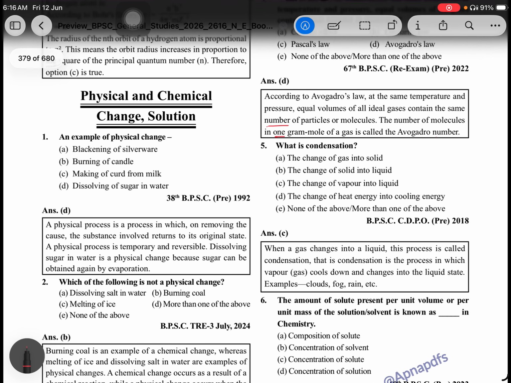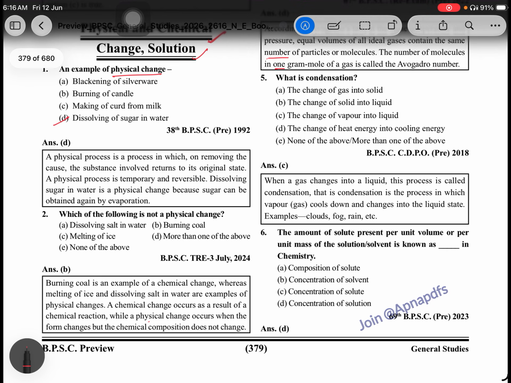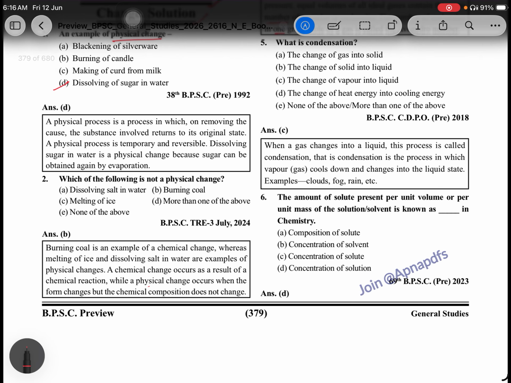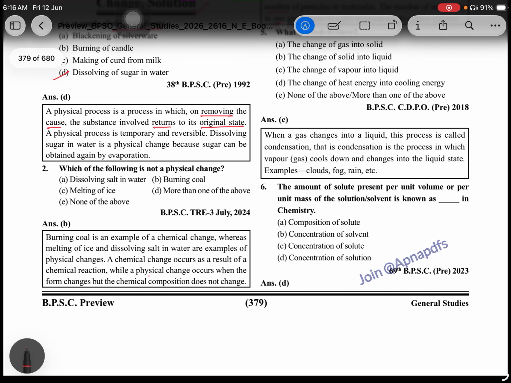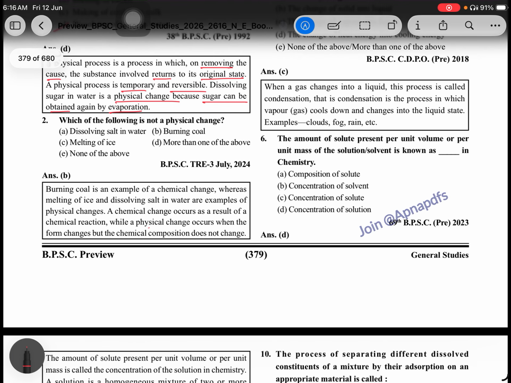So we move to the next topic, that is physical and chemical change, solution. An example of physical change is dissolving of sugar in water. Correct option will be D. The physical process is a process in which, on removing the cause, the substance returns to its original state. The physical process is temporary and reversible. Dissolving sugar in water is a physical change because the sugar can be obtained again by evaporation.